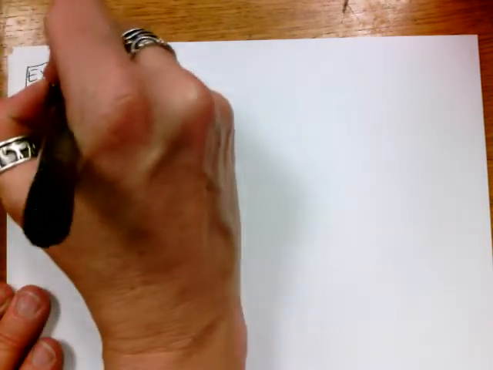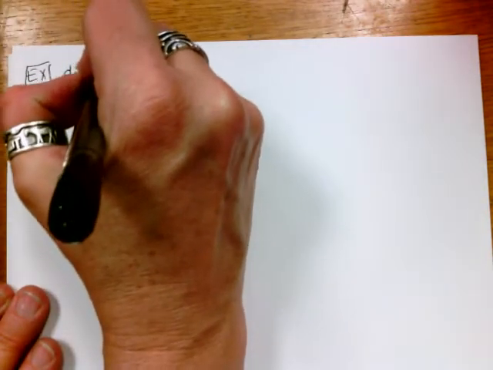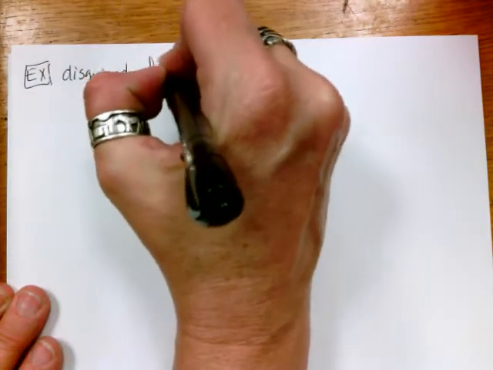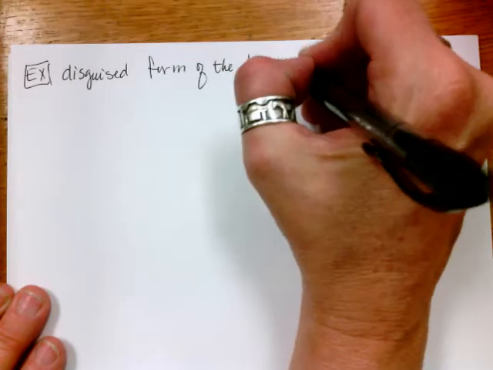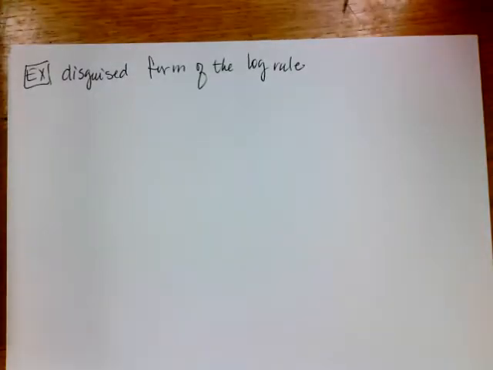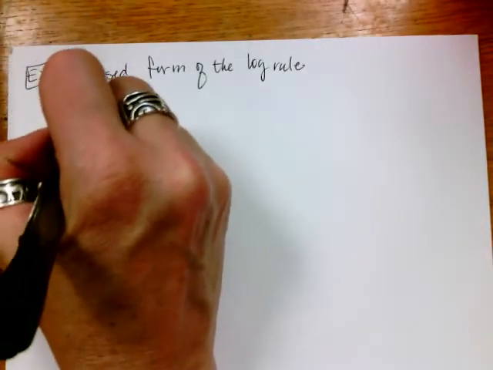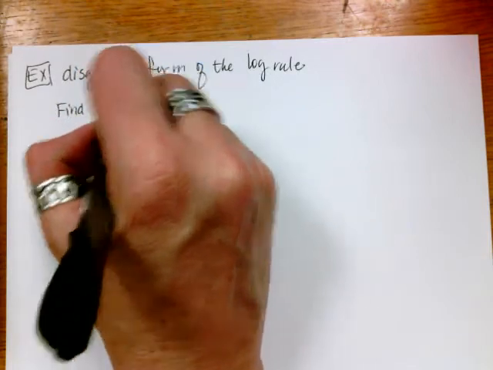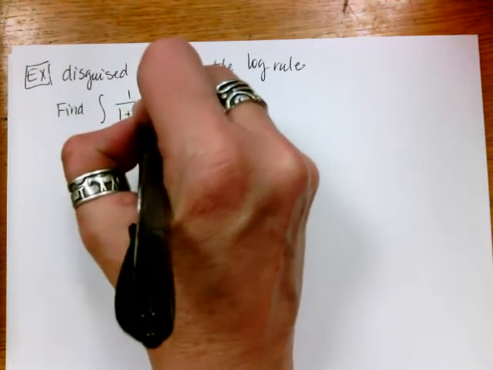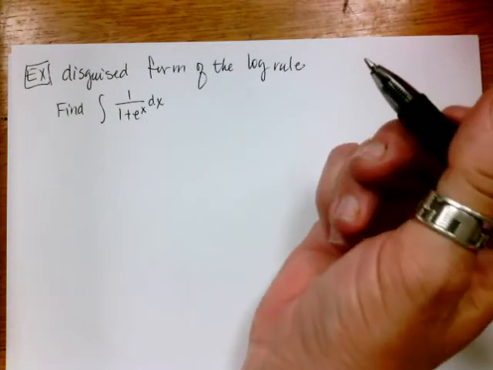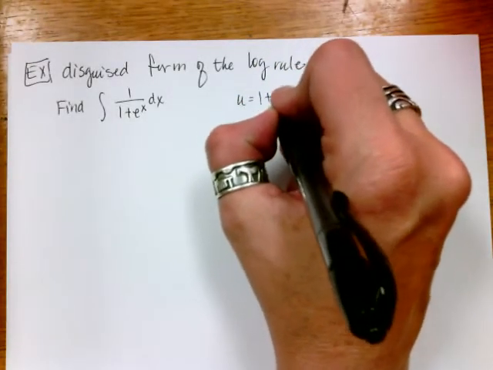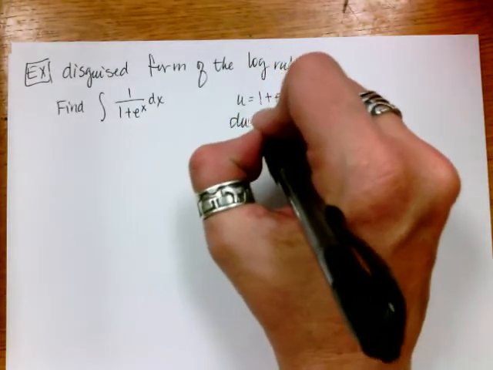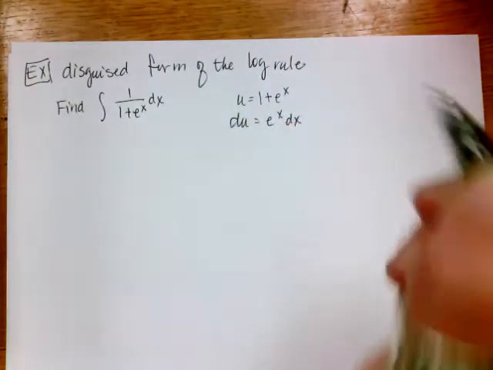Our next one is kind of fun because it is a disguised form of the log rule, but you wouldn't know that when you first get started. So here's our problem. We're going to find the integral of 1 over 1 plus e to the x dx. If I let u equal 1 plus e to the x, and then I do my du, I get e to the x dx.